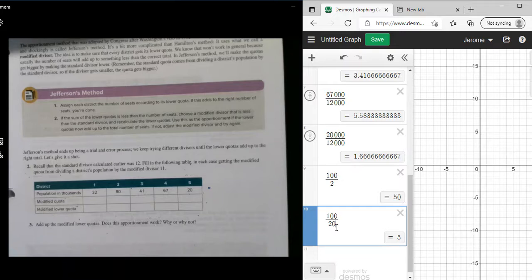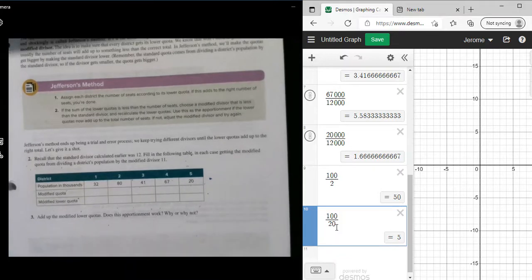Number 2, if the sum of the lower quotas is less than the number of seats, choose a modified divisor that is less than the standard divisor and recalculate the lower quotas. Use this as the apportionment if the lower quotas now add up to the total number of seats. If not, adjust the modified divisor and try again. So Jefferson's method ends up being a trial and error process. We keep trying different divisors until the lower quotas add up to the right total. Let's give it a shot.